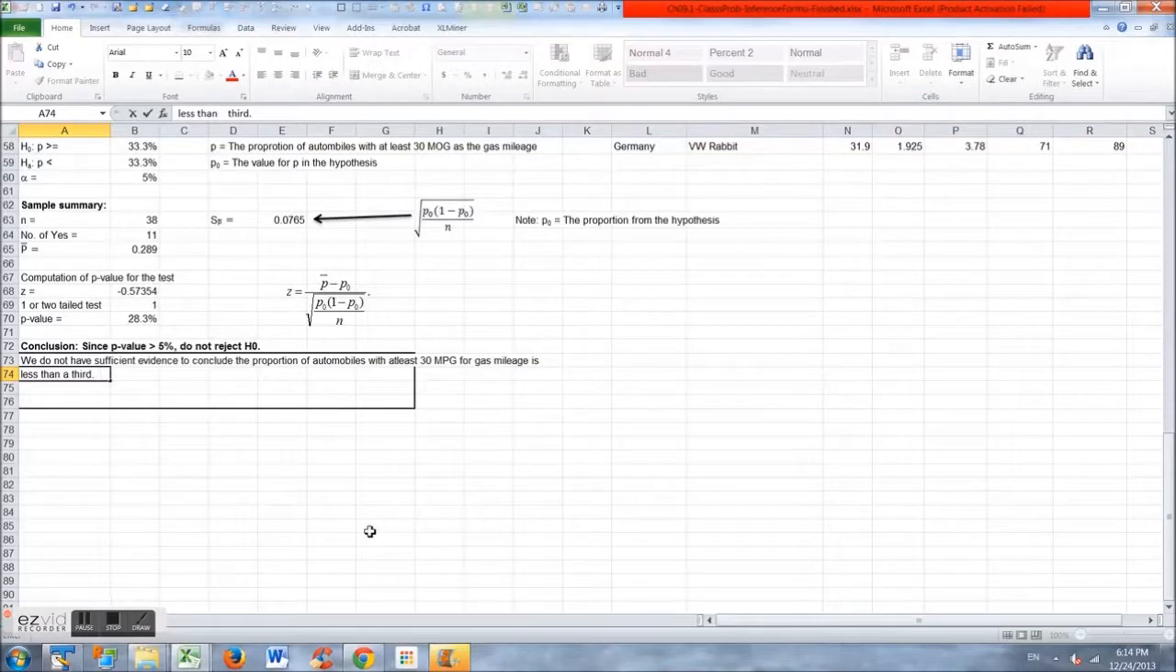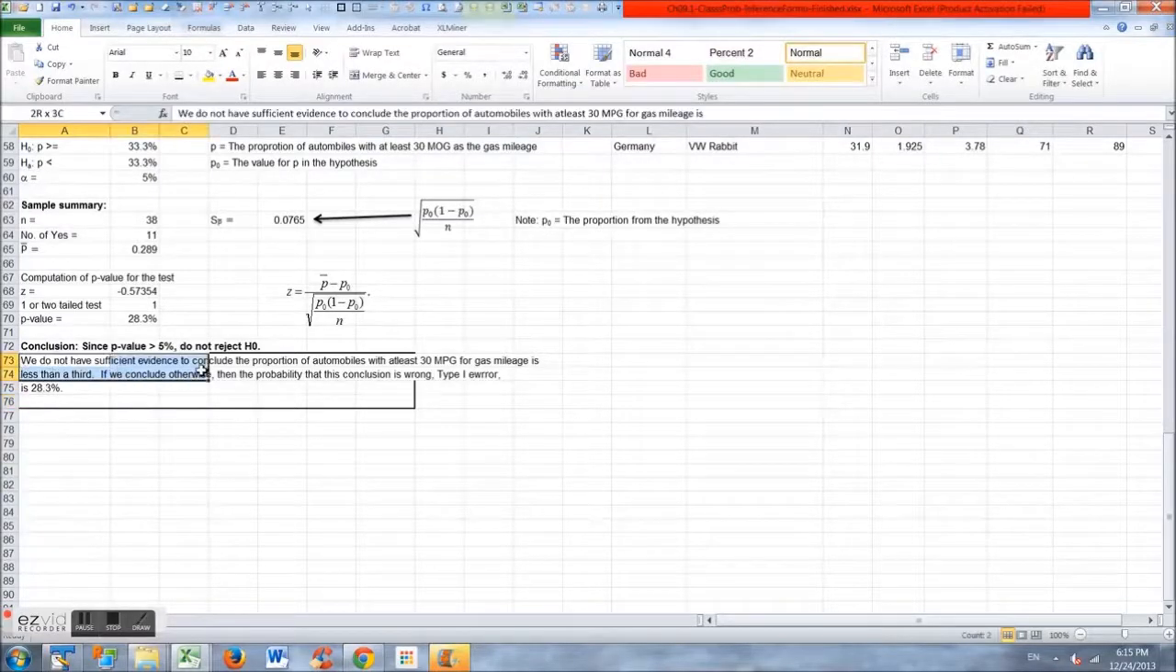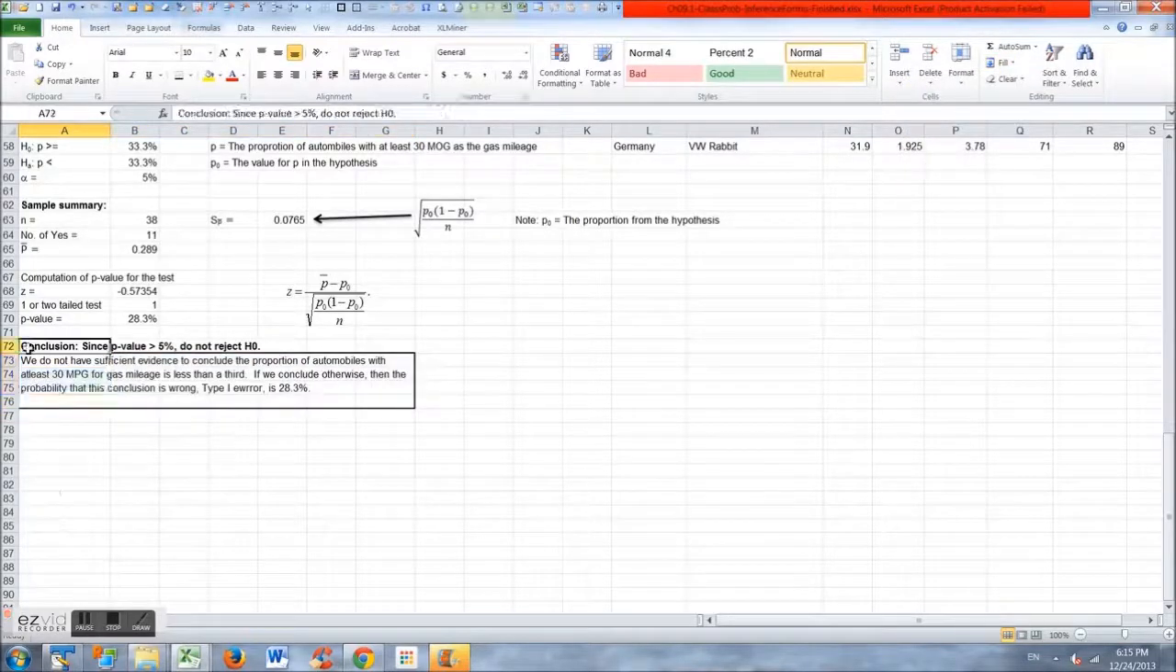Now the second part is for the p-value itself, and that is if we conclude otherwise, then the probability that this conclusion is wrong, and that would be a type 1 error, is 28.3%. So we need to format this, and there you have it.